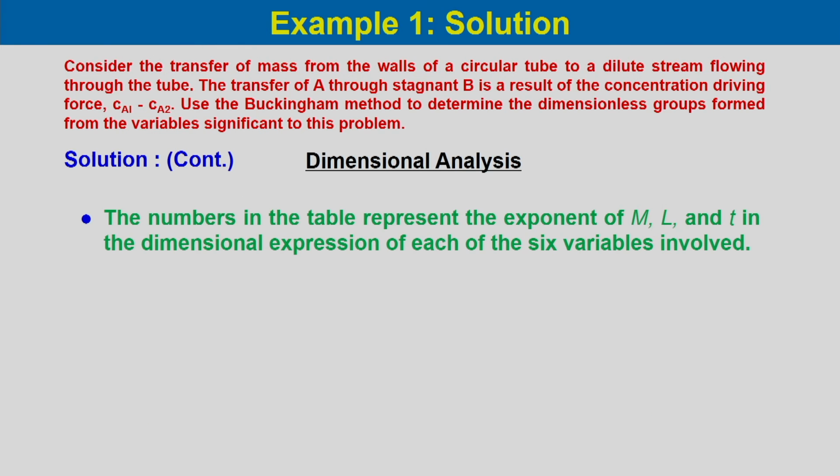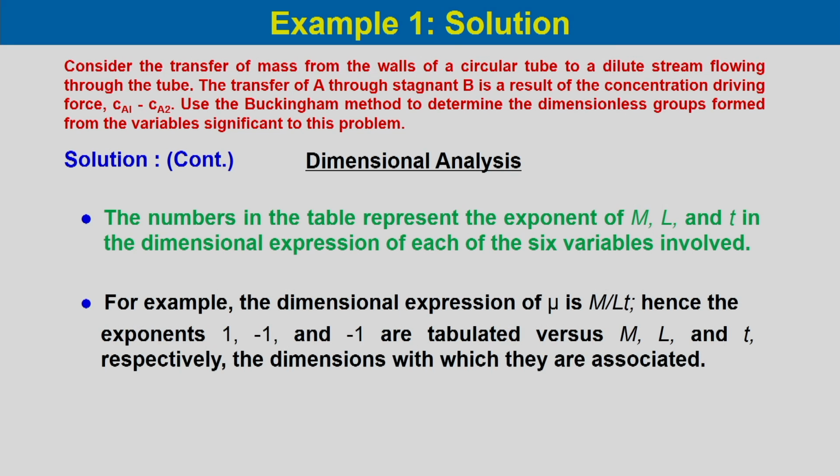Now, the numbers in the table represent the exponents of M, L and T in the dimensional expression of each of the 6 variables involved. For example, as we said, the dimensional expression of mu is M per L into T. Hence, the exponents 1, minus 1 and minus 1 are tabulated versus M, L and T respectively, the dimensions with which they are associated. So, as we have already discussed.